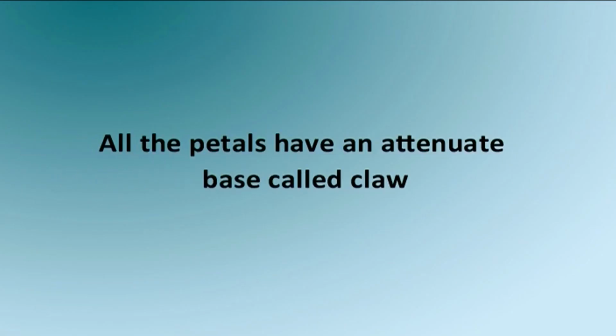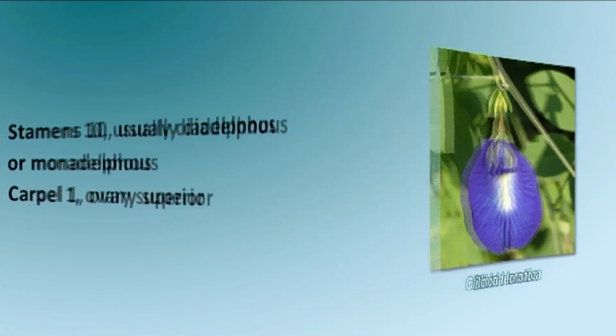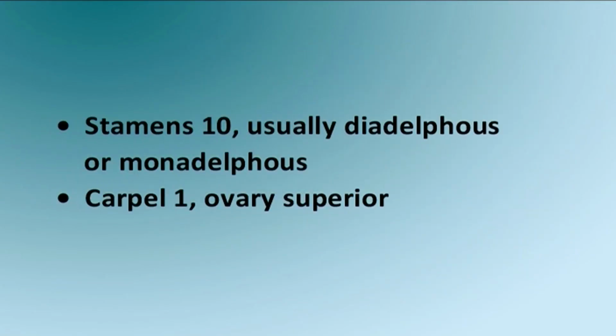All the petals have an attenuate base called the claw. The flowers are resupinate in some species like Clitoria, in which the banner is anterior in position. Stamens 10, usually diadelphous or monadelphous, carpel 1, ovary superior.